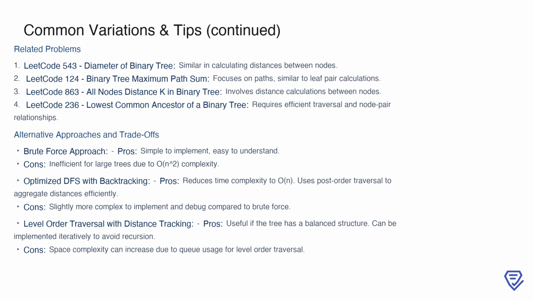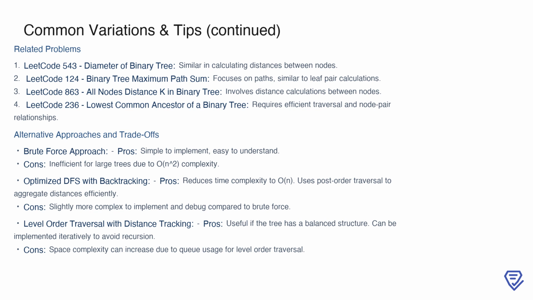When it comes to solving the problem, the brute force approach has the advantage of being straightforward and easy to implement. However, its inefficiency, due to the O(n squared) complexity, makes it unsuitable for larger inputs. A more optimized approach is using DFS with backtracking, which reduces time complexity to O(n) by aggregating distances during a post-order traversal. While more efficient, this method is slightly more challenging to implement and debug.